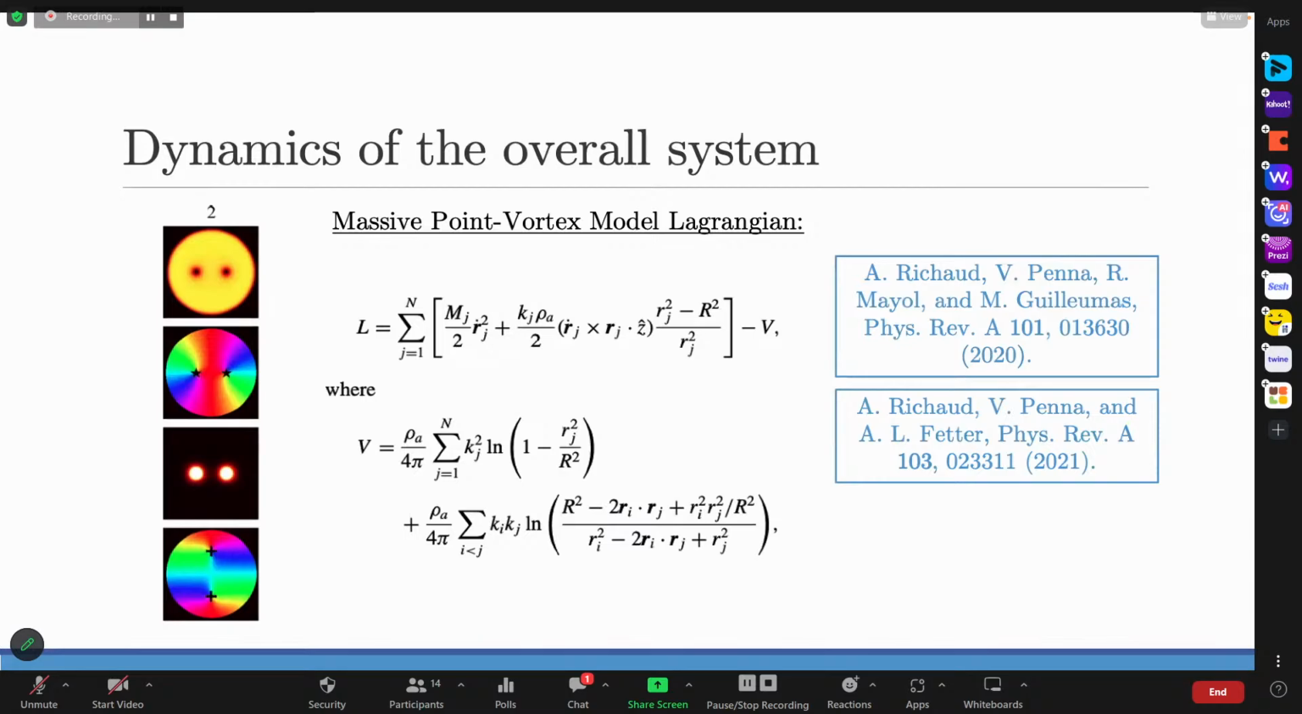It's a very little change. The only extra term is this one, the inertial term. All the other terms remain unchanged. So the Coulomb line.